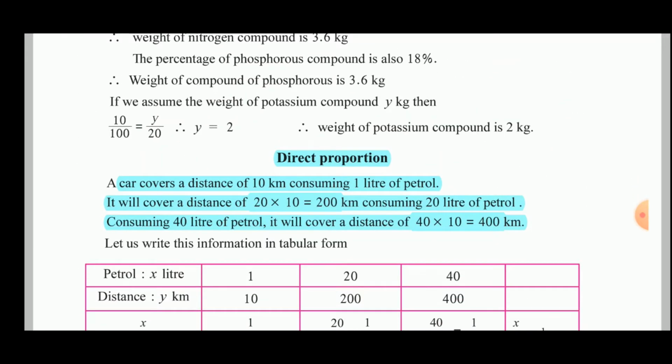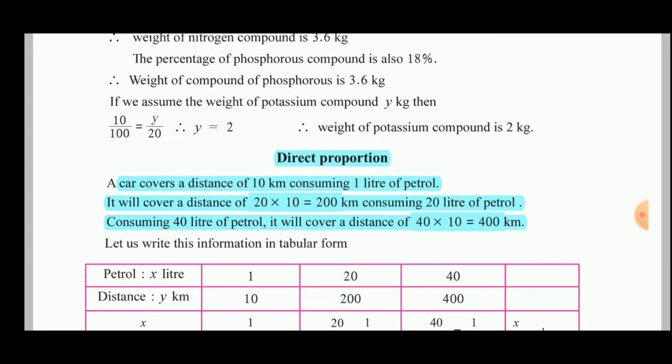Now, there are two types of proportion that we have learnt in the lower classes: direct proportion and inverse proportion. Let us first see what we mean by direct proportion. Suppose a car covers a distance of 10 kilometers consuming 1 liter of petrol. For traveling 20 kilometers, 2 liters of petrol will be required. For traveling 30 kilometers, 3 liters of petrol will be required. For traveling 40 kilometers, 4 liters of petrol will be required.